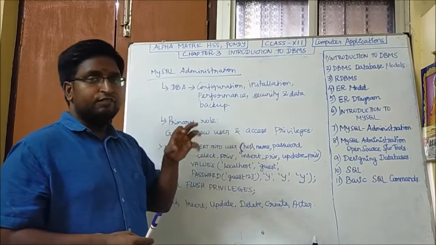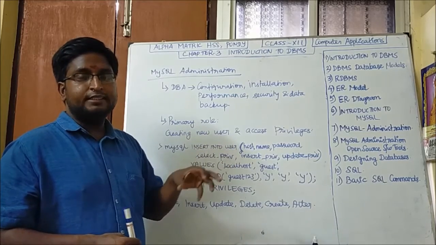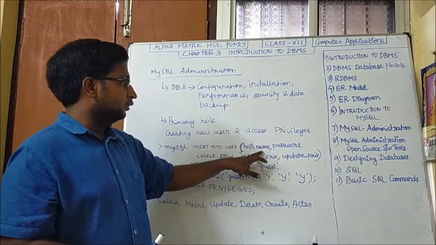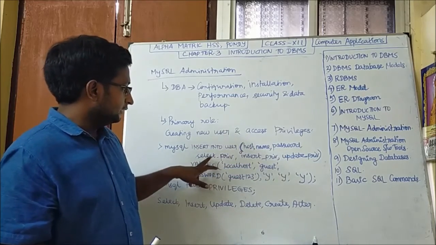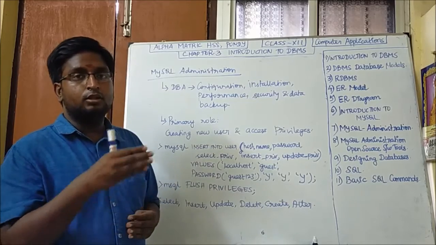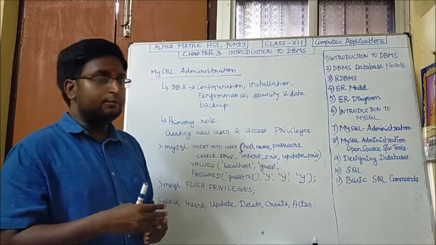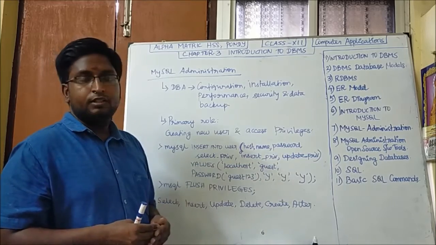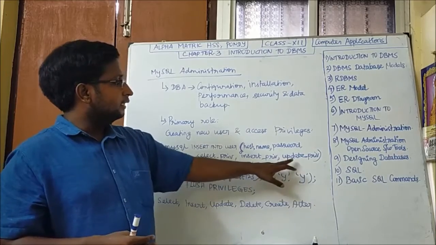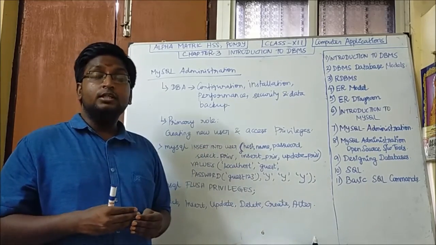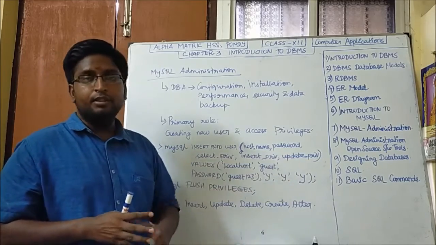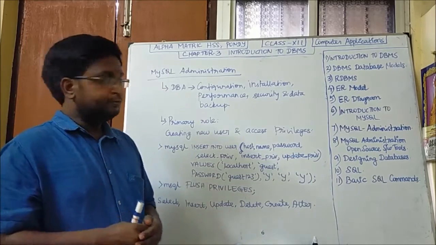Host is the system on which the user is going to use the database, followed by the name of the user, the password, and the select privilege, whether the user can select from any tables or existing databases. Insert privilege is whether the user can insert new data into the existing database, and update privilege is whether the user can change the existing data. All these privileges are given by the database administrator.